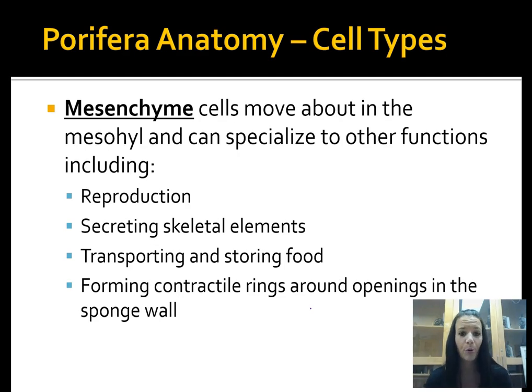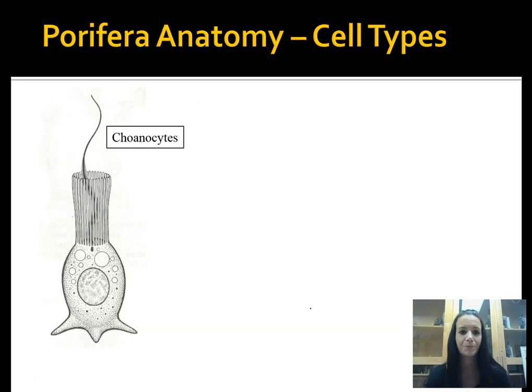Mesenchyme cells are also important because they can specialize to other functions. So they're almost kind of like a stem cell for a sponge. And things they can do include reproduction, they can secrete skeletal elements, they can transport and store food, and they also form those contractile rings around the openings in the sponge wall.